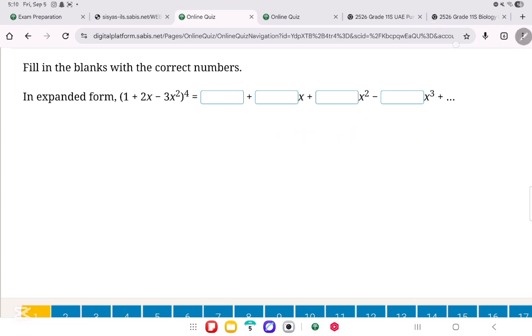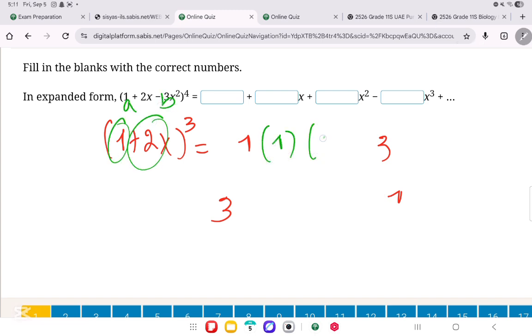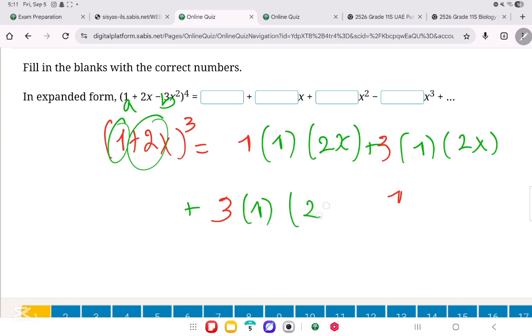Now that we finished with the power of 4, let's move on to (1 + 2x)^3. What are we going to do now? We're going to use Pascal's triangle. If you remember, you can do it on a paper, okay? The values from Pascal's triangle for 3 are 1, 3, 3, and 1. Now what do we do again? We have our A and we have our B. So we do AB, this is 2x, plus AB plus AB plus AB.